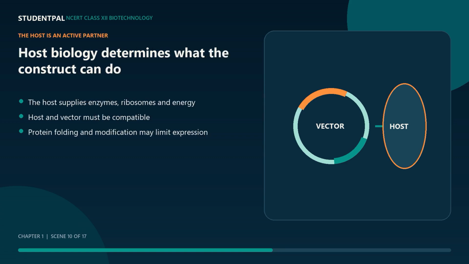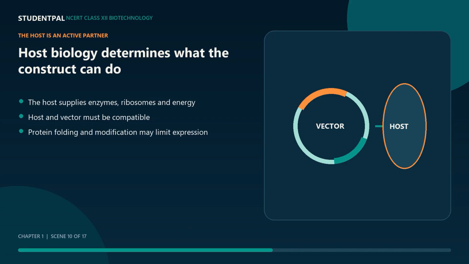The host is not an empty container. It supplies replication enzymes, transcription machinery, ribosomes, energy, and raw materials. Escherichia coli is popular because it grows rapidly and many laboratory strains are well understood. But speed is not everything. A human protein may require folding, cleavage, or chemical modifications that bacteria cannot perform properly. Yeast can provide some eukaryotic processing. Plant and animal cells may reproduce specialized modifications more accurately, but they are usually slower and more demanding to culture. Host choice is therefore a biological decision.